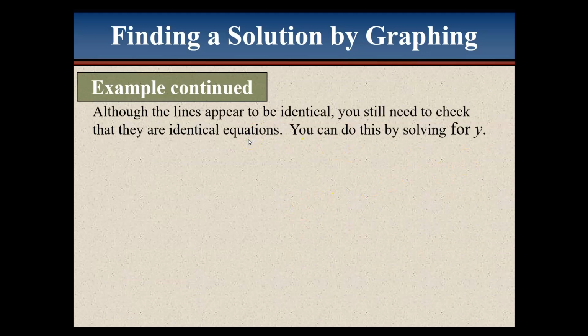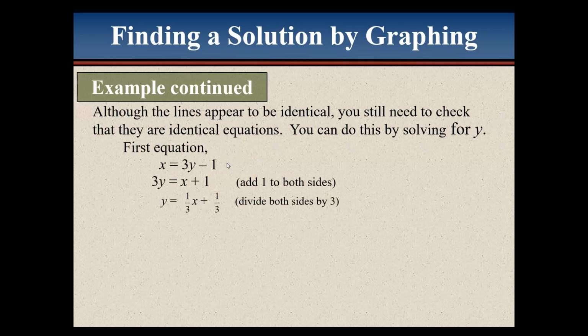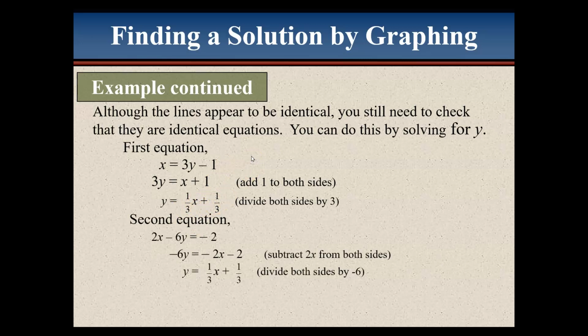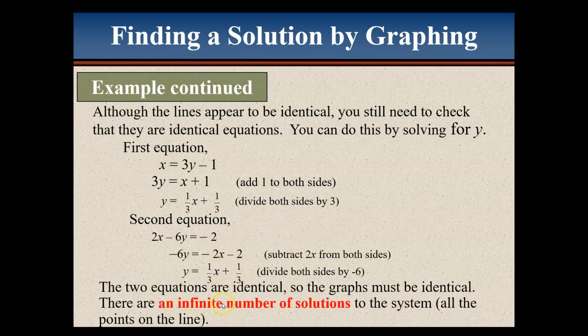So what that means is that we can solve for y and see if we get the same equation. So y is equal to 1/3 x plus 1/3. Second equation, y is equal to 1/3 x plus 1/3. So they are exactly the same line. So there's an infinite number of solutions, the lines are laying on top of each other, coinciding. So if there are coinciding lines, there's an infinite number of solutions for those.